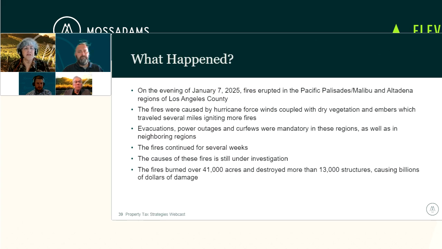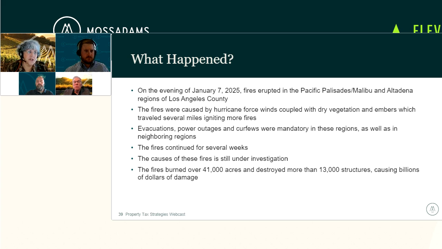So what actually happened? On the evening of January 7th, fires erupted in the Pacific Palisades / Malibu and the Altadena regions of Los Angeles County. These fires were caused by intense hurricane force winds, coupled with, of course, how dry it is here in California, where we're always in drought, and the embers that traveled several miles around these areas and sparked other fires. So we had evacuations, power outages, and curfews. I live in one of those cities that had a citywide curfew. And those were mandatory in these regions, as well as neighboring regions around those two large fires.